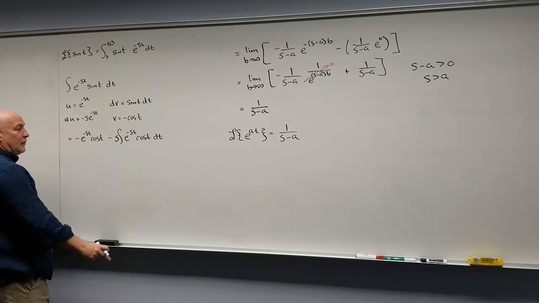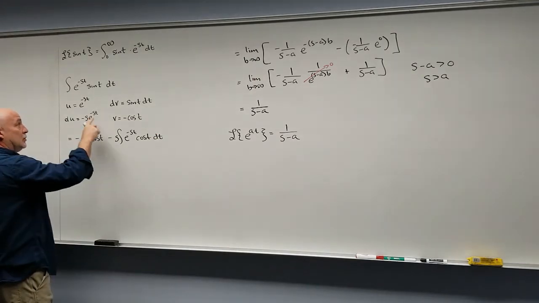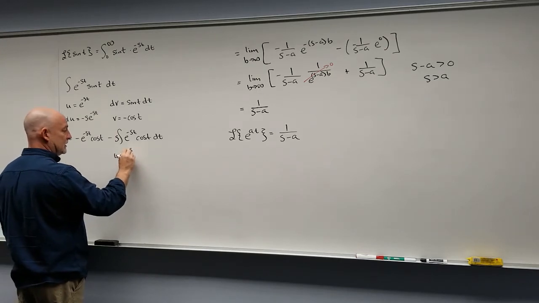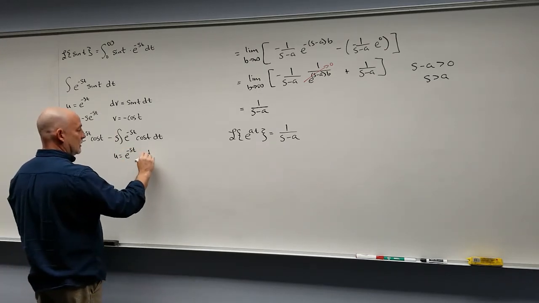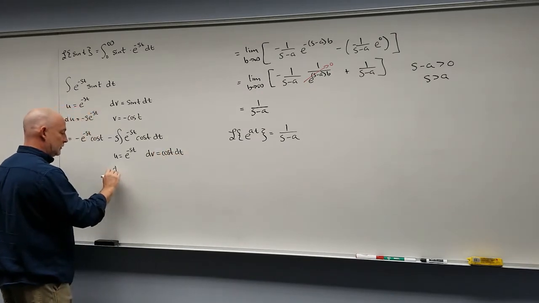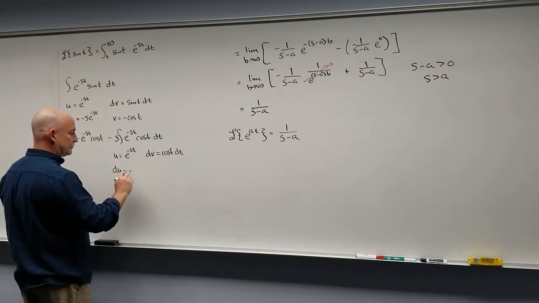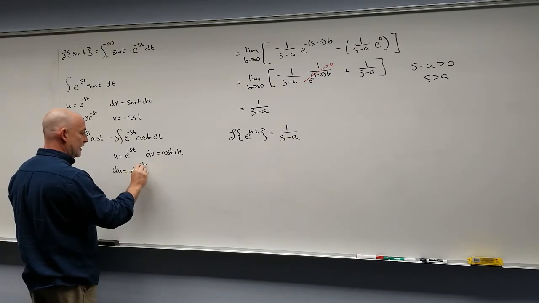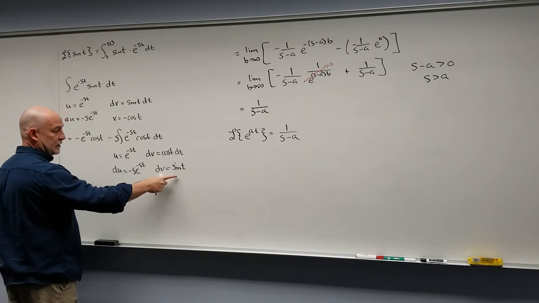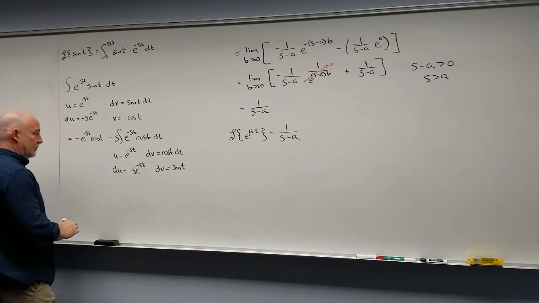We have to do by parts again. Since we let u be the exponential before, we want u to be the exponential again, so e to the negative st. dv will be cosine t dt. So du is negative s e to the negative st, and v is sine t. Quick check, the derivative of sine is cosine, so that works.